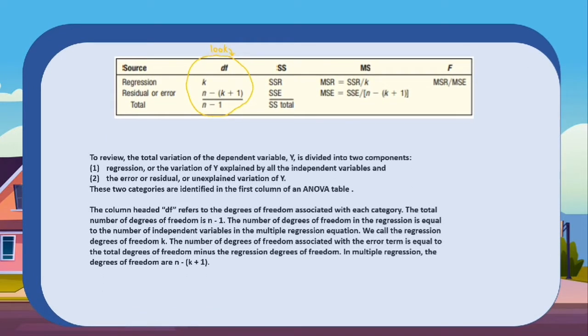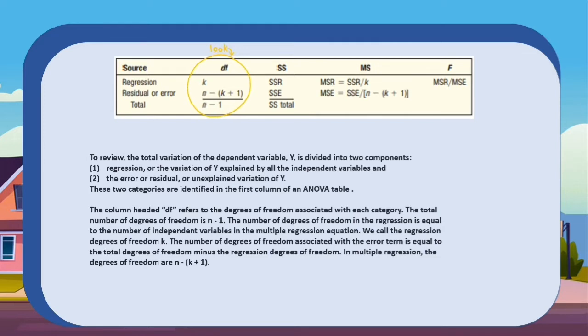To review, the total variation of the dependent variable y is divided into two components. First, regression, or the variation of y explained by all the independent variables, and second, the error or residual, or unexplained variation of y. These two categories are identified in the first column of an ANOVA table.